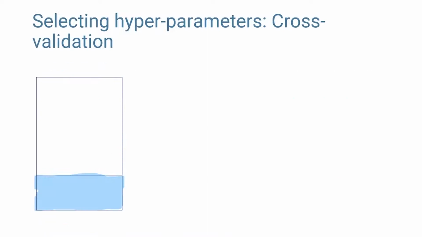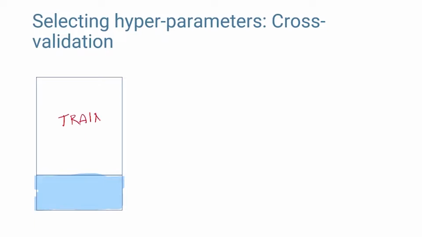The most durable way of choosing parameters is known as cross-validation. So as you know, you divide data up into train and test.